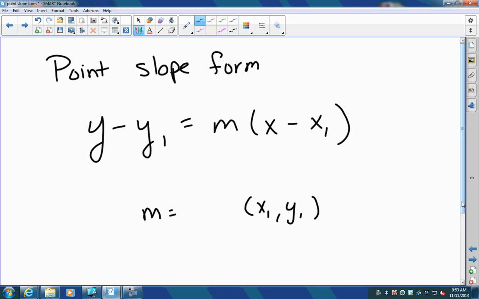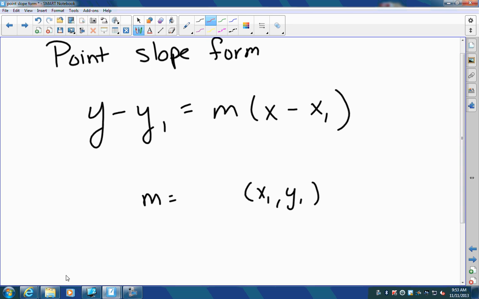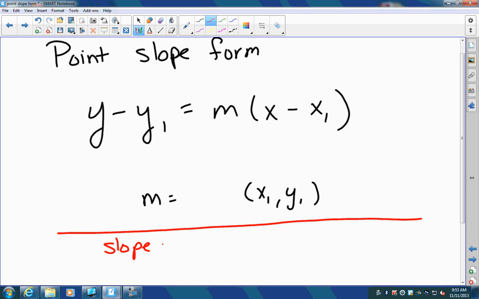Now remember, the other thing that was up there in the blank was the slope intercept. You guys should already know slope intercept form, which is y equals mx plus b. And let's explain that here in just a second.